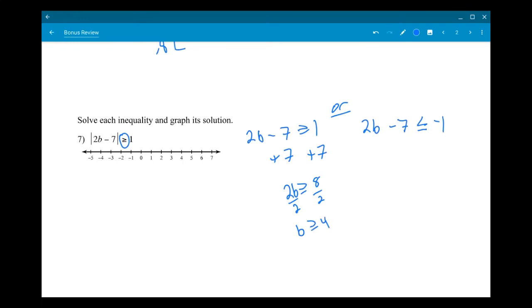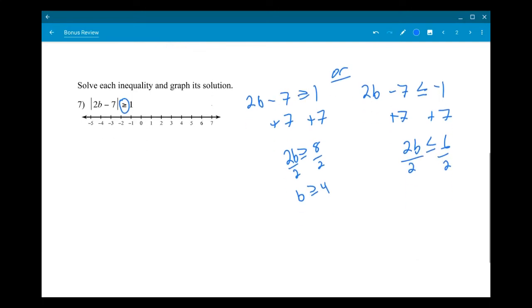So for the first one, I get b is greater than or equal to 4. Add 7. 2b is less than or equal to 6. Divide by 2. And I get b less than or equal to 3. Put that on my number line.